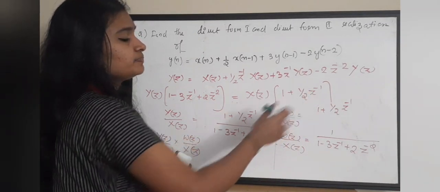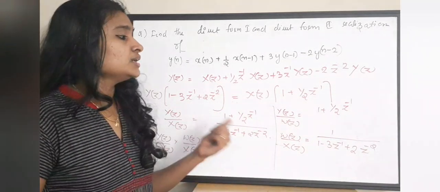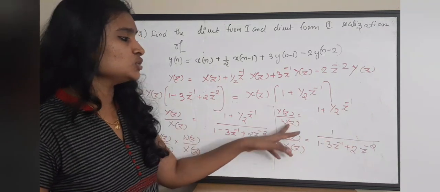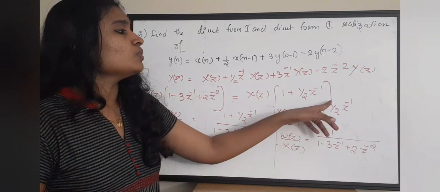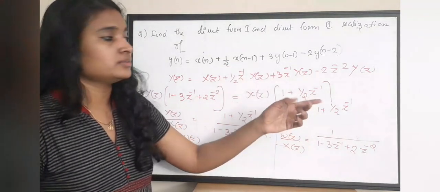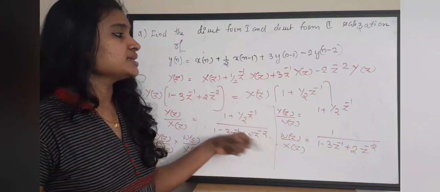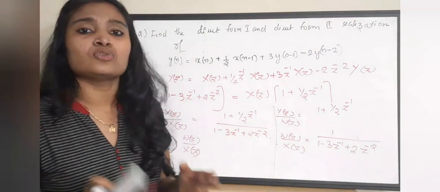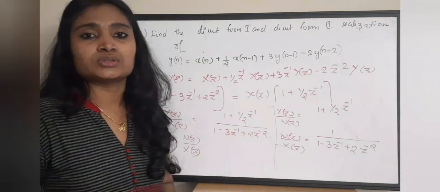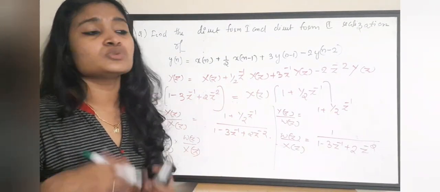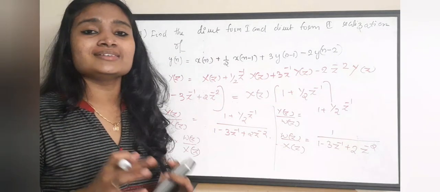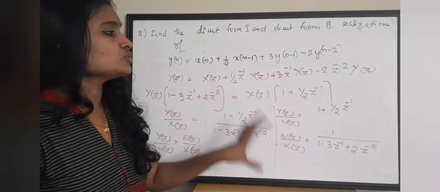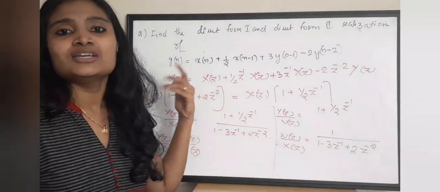Now cross multiply and take the inverse. Taking the inverse means, if you take the inverse of 1 by 2 z inverse into W of z, it will be 1 by 2 W of n minus 1. So simply take the inverse, and then you have to realize these two equations using the direct form 1 realization and then club both. That is how you have to do the direct form 2 realization. I have explained this realization in detail in my separate video, so please watch that on how to do these realizations using direct form 2.